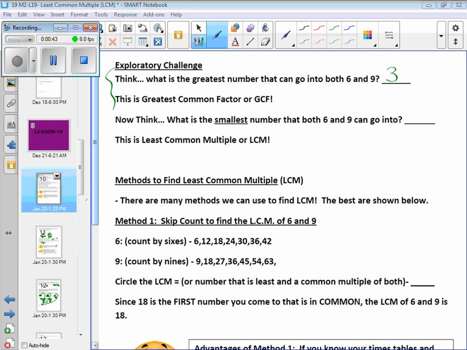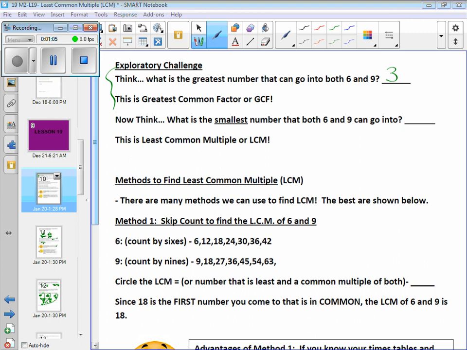Now I'm going to turn it around. That's our GCF. What if I now ask you, what's the smallest number that 6 can go into and 9 can go into? So automatically you've got to be thinking, okay, we have to think higher numbers now. I need a number that 6 goes into and 9 goes into. 18.